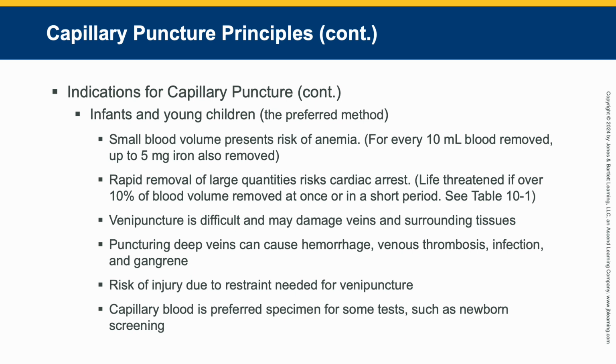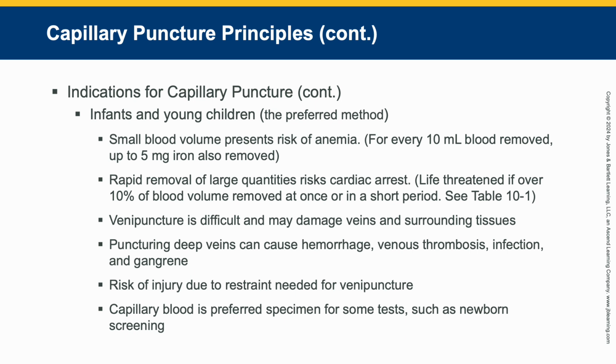Look at what's in parentheses. For every 10 milliliters of blood removed, up to 5 milligrams of iron is also removed. So if you go in and draw their blood constantly, then you are going to put them into anemia. This is why you don't want to do that. They've got such a small blood volume anyway. Rapid removal of large quantities in infants and young children can cause them to risk cardiac arrest.